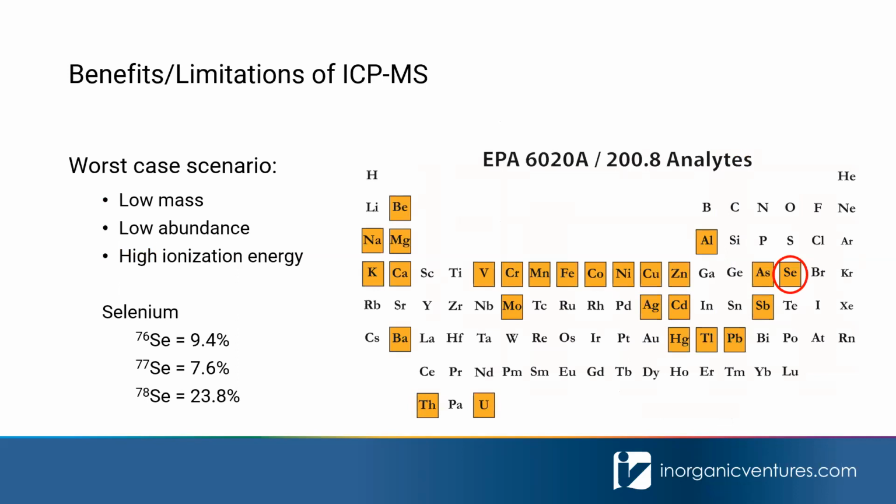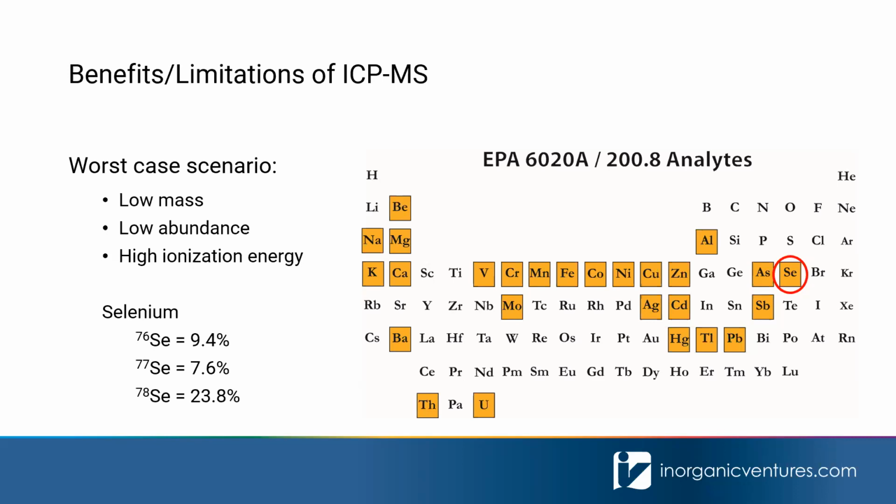So what's a worst case scenario for ICP-MS when we're looking at environmental analyses? Well, the worst case would be a low mass element that has very low abundance and has a high ionization energy. Even though these two elements are not part of the EPA methods, the prime examples would be phosphorus and sulfur. And those are two elements that generally you want to do with a different method. But because of their low mass, low abundance for some of the isotopes, and the high ionization energy, they can be very challenging for ICP-MS.